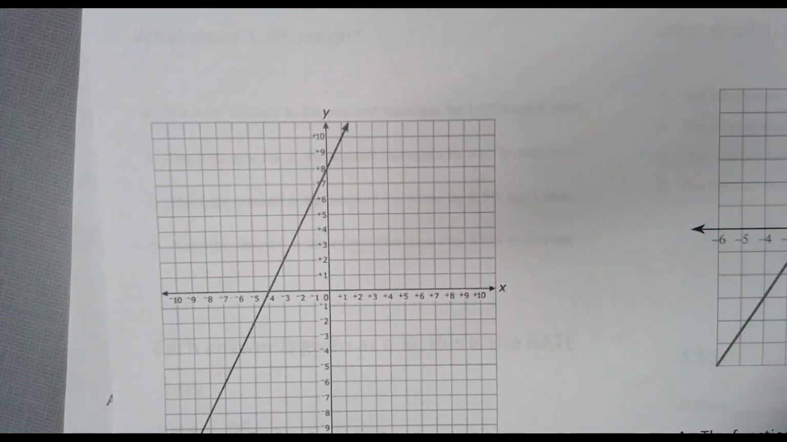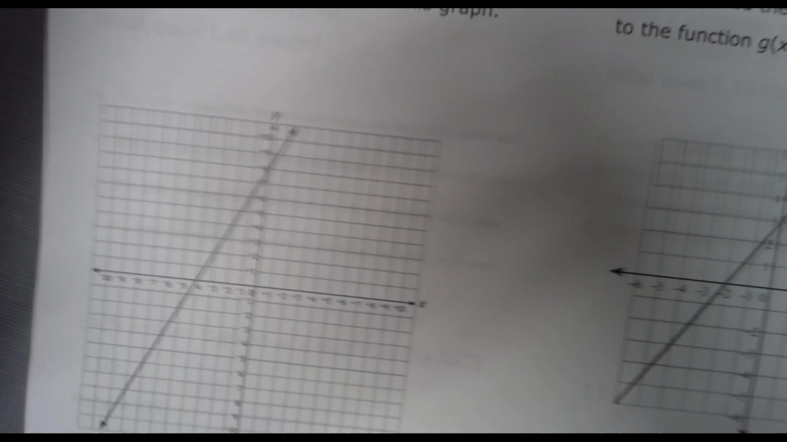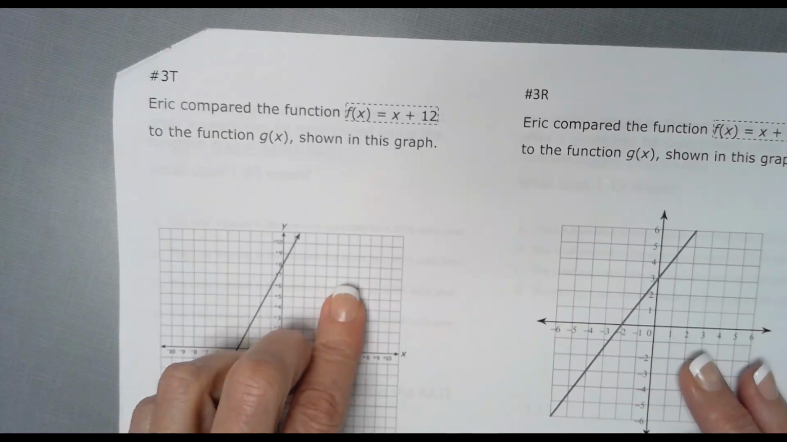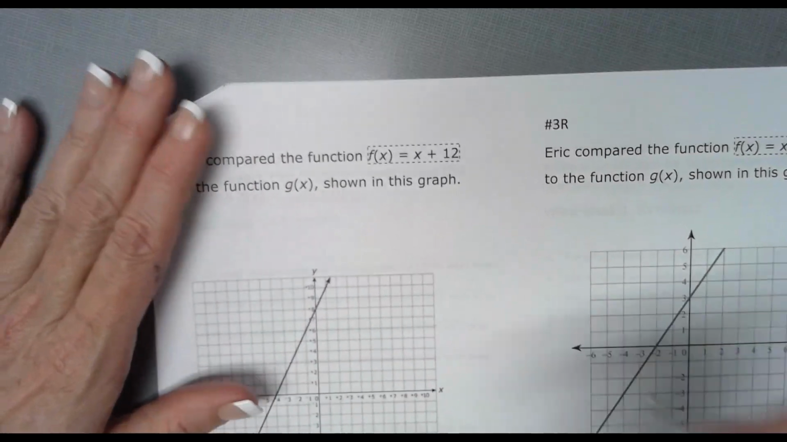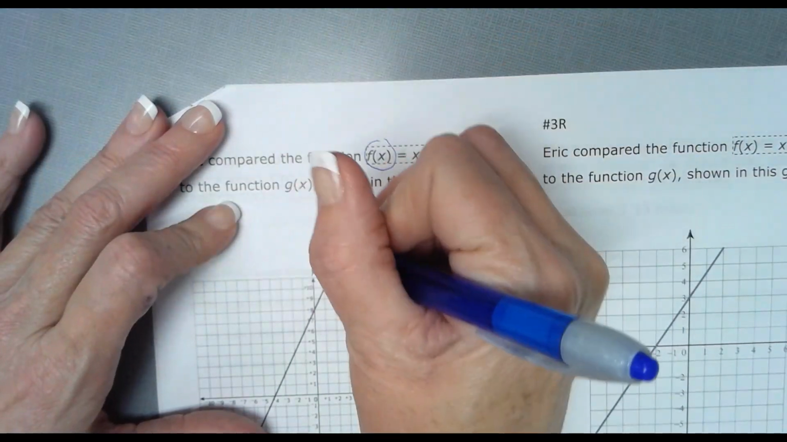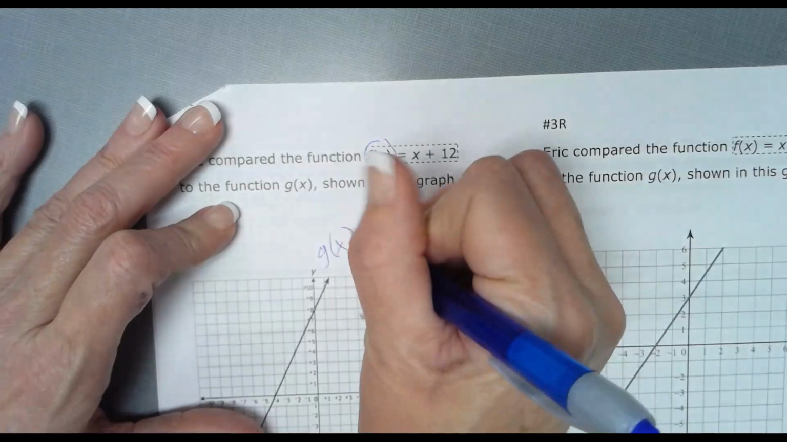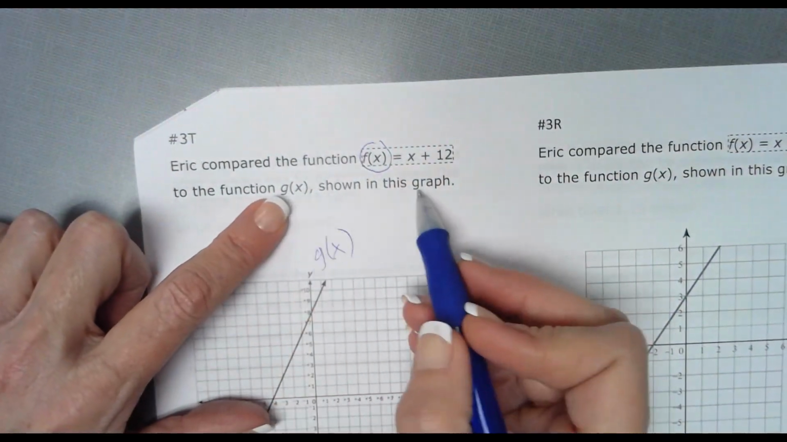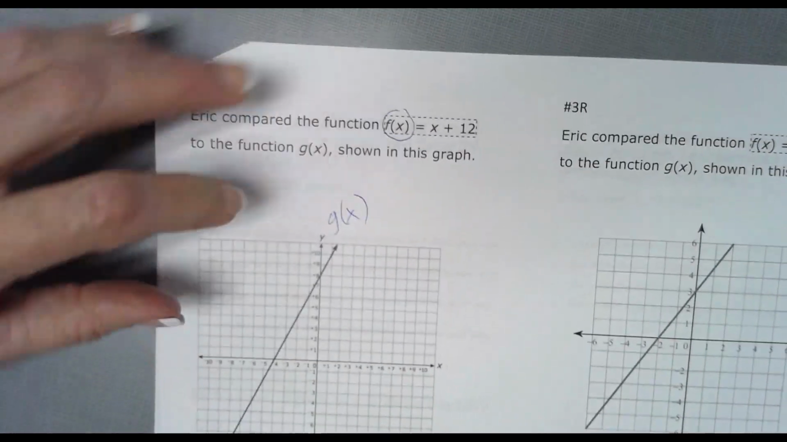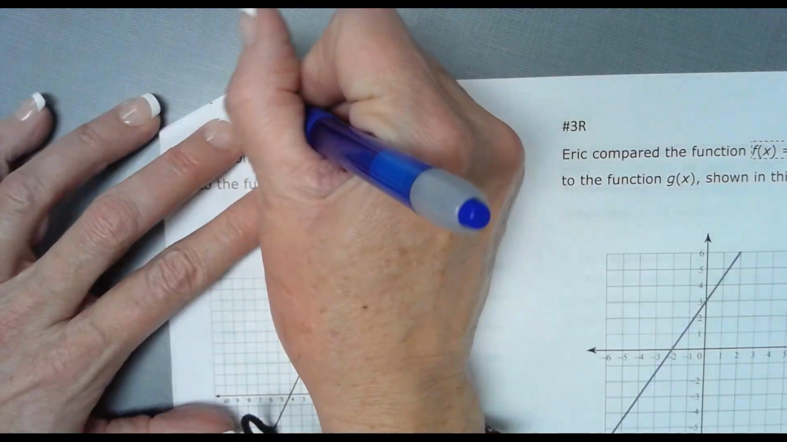All right. Most missed. The reason why I believe this was the most missed, I think folks typically skip over the words. And what you didn't realize is there's two functions being compared here. So let's write that. We've got an f of x that is being compared to a g of x. Notice it says to the function g of x shown in the graph. We are comparing two functions. So let's write that at the top.